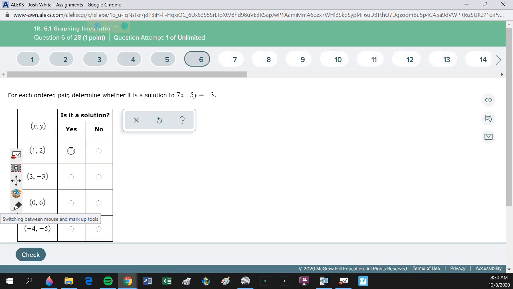Okay, number 6. For each ordered pair, determine whether that is a solution. So how do I know if 1 comma 2 is a solution to that equation? Plug in the x, so you'll put 1 in there. Plug in the y, you put 2 in there. So 7 times 1 is 7, minus 5 times 2 is 10. 7 minus 10 is negative 3. So that one is a yes.